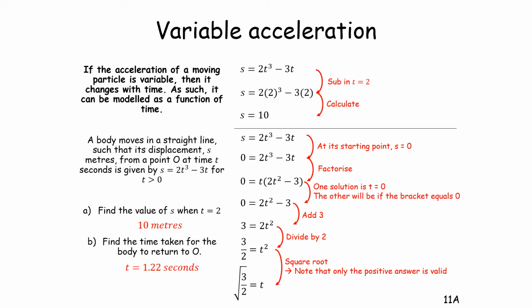And now the clue with this type of question, whenever you're asked to find the time it comes back to the origin, you should always get one of the t values to be 0. Because at the beginning the displacement is 0, and after some seconds it's back to 0. So that's how you know if you've done it right or not.